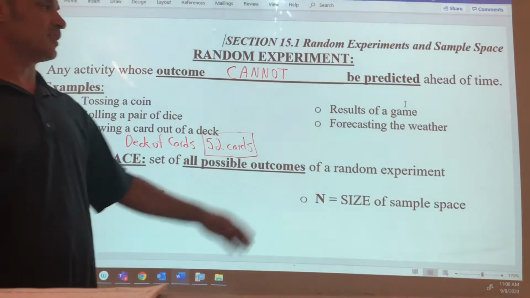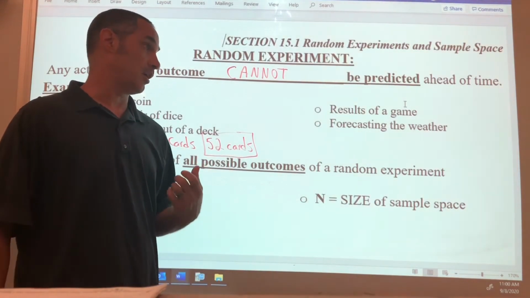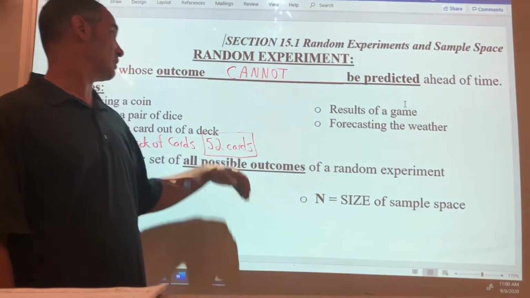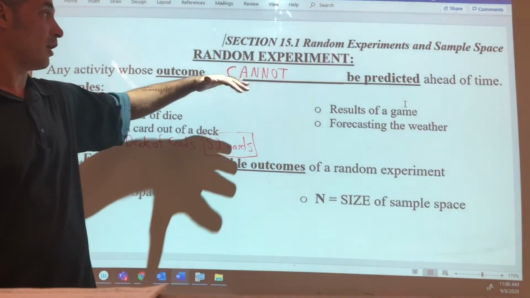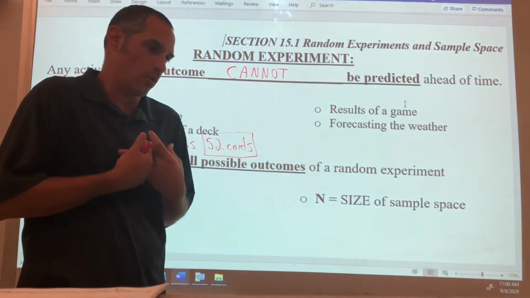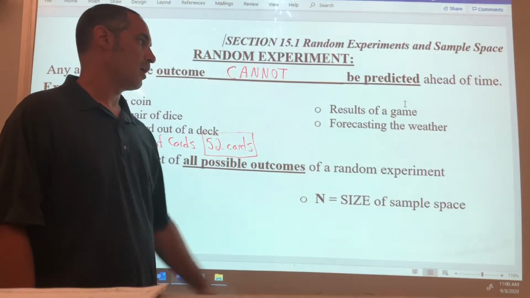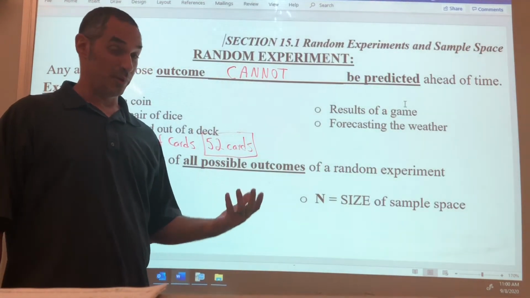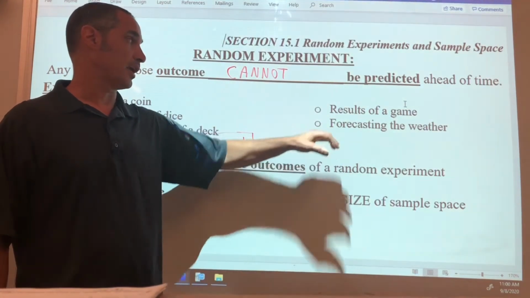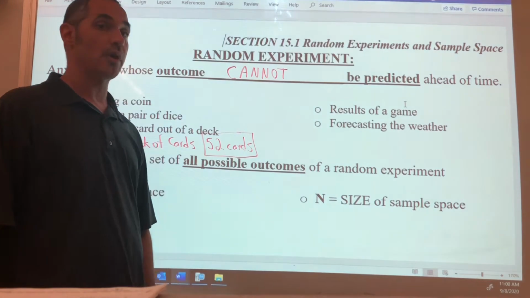All right, the results of a game. Right, there's a basketball game. NBA playoffs are happening right now, and we don't know who's going to win. So the result of a game is an outcome that cannot be predicted ahead of time. We can say my team is going to win, or I feel like this team is the better team, but we can't predict with 100% certainty who's going to win. And forecasting the weather. They're pretty good at forecasting the weather, but they're not always right. So forecasting the weather cannot be predicted ahead of time with 100% accuracy.